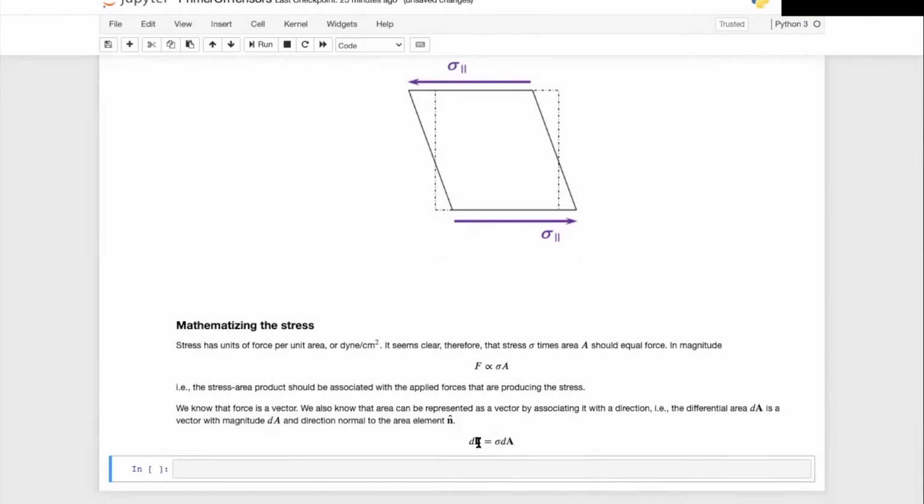Now we know that the force is a vector, and we also know the area can be represented as a vector by associating it with a direction. You can define the differential area dA, that is a vector with magnitude equal to the size of the area and direction that is normal to the area element.